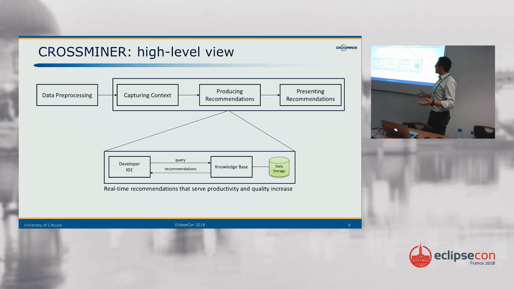Essentially, CrossMiner can be seen as a real recommendation system. The system analyzes and preprocesses all the information coming from different sources. Then the developer IDE is used for querying the knowledge base. For instance, I want to retrieve a library to parse JSON documents: which library could I use? The query is sent to the knowledge base, which, according to the data that has been managed, answers with corresponding recommendations. So that's the main idea.